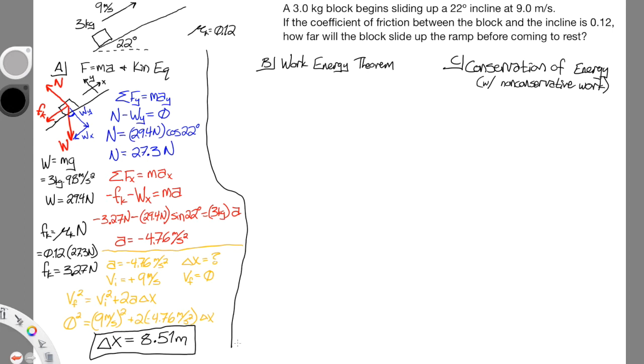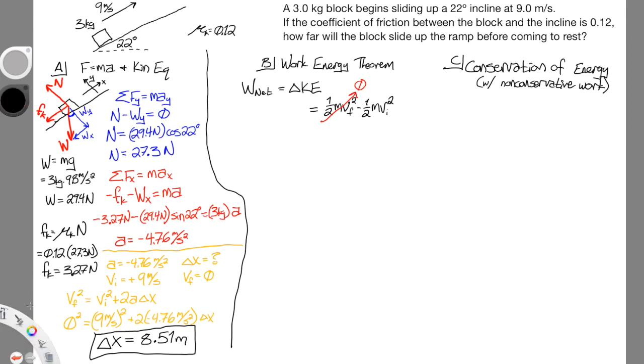So now we have the work energy theorem. And the work energy theorem states that the net work, W net, equals the change in kinetic energy. So the change in kinetic energy, the right side of the equation, is relatively easy. That's kinetic energy final, 1/2 mvf squared, minus kinetic energy initial, 1/2 mvi squared. And we already know that Vf is 0, so this whole term right here just becomes 0.